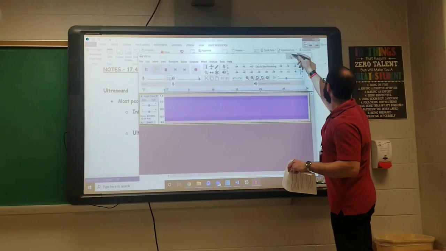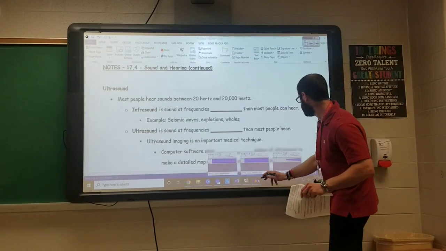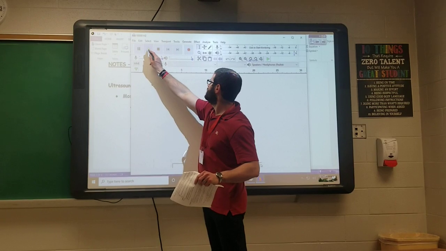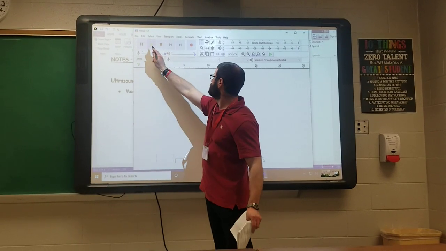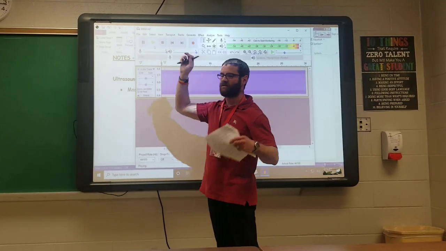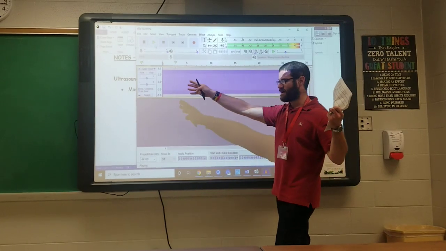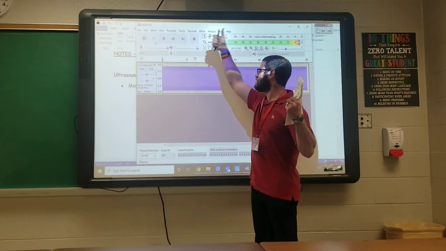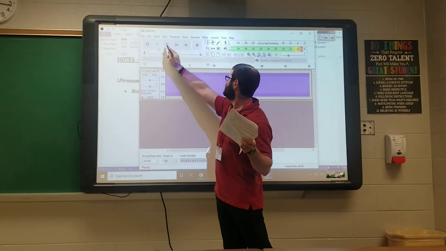So let's go toward the higher end of the scale, and this would be 10,000 hertz. Again, a lot higher frequency, so if we hear that, we should expect a higher pitch. Higher frequency, higher pitch that we hear.